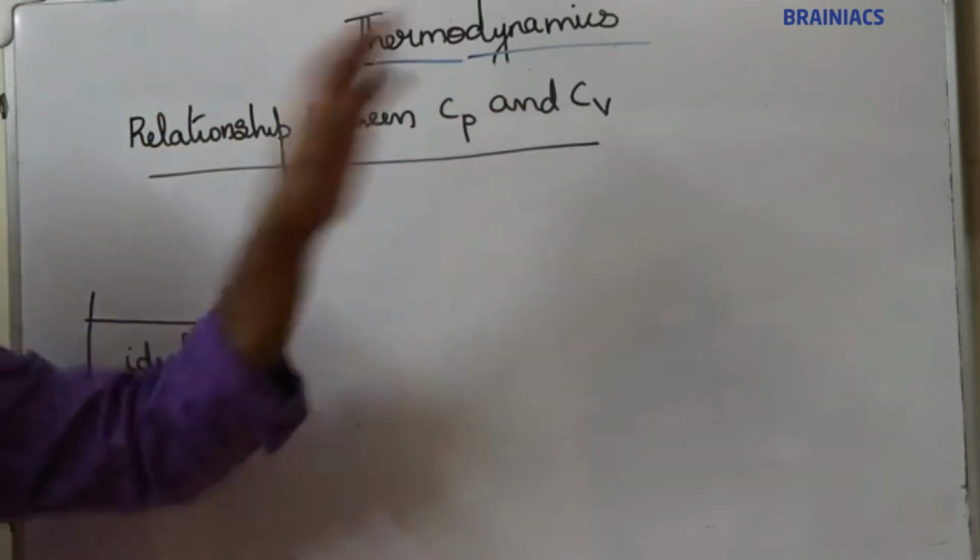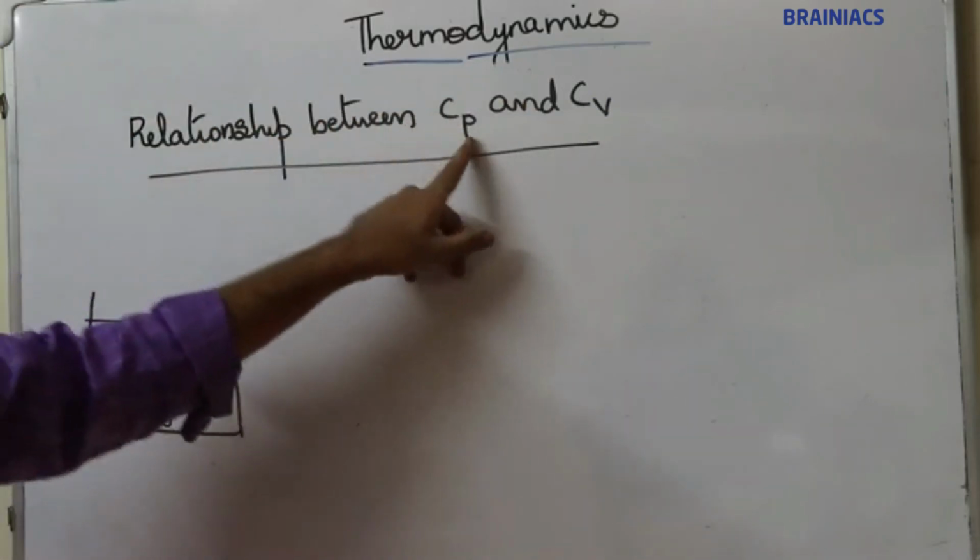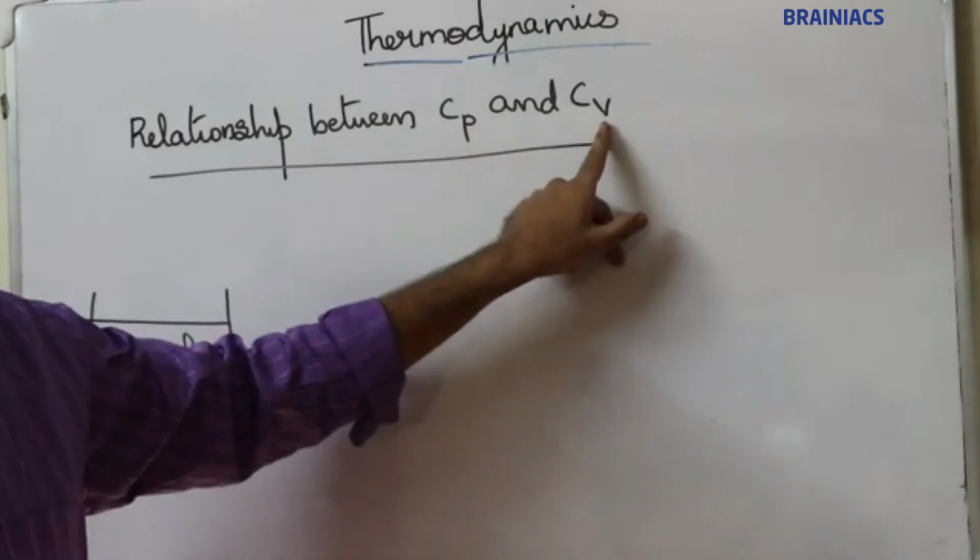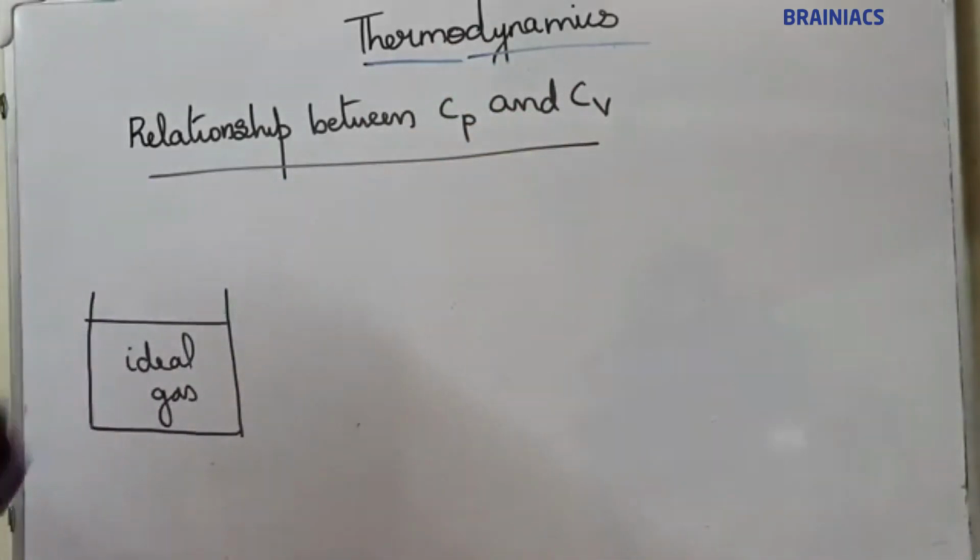Relationship between CP and CV, heat capacity at constant pressure and heat capacity at constant volume. So next topic, relationship between CP and CV.